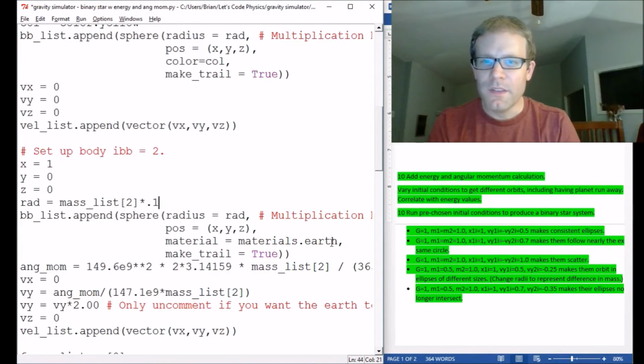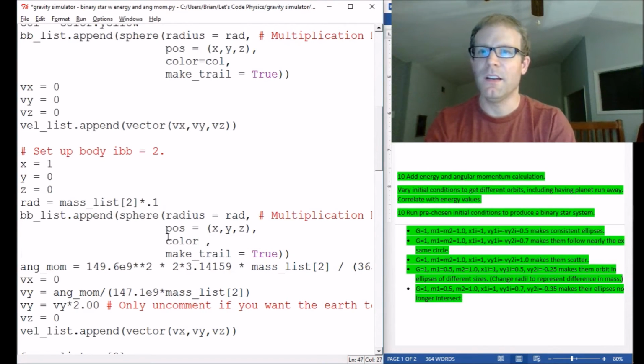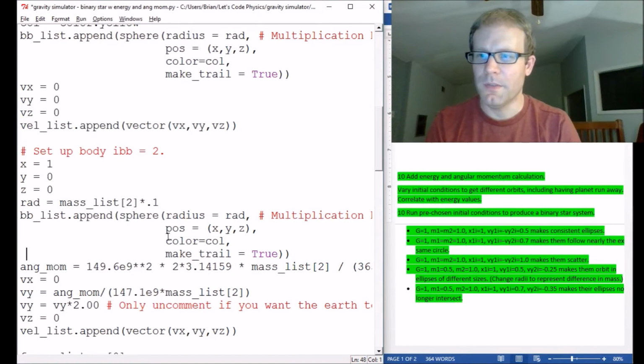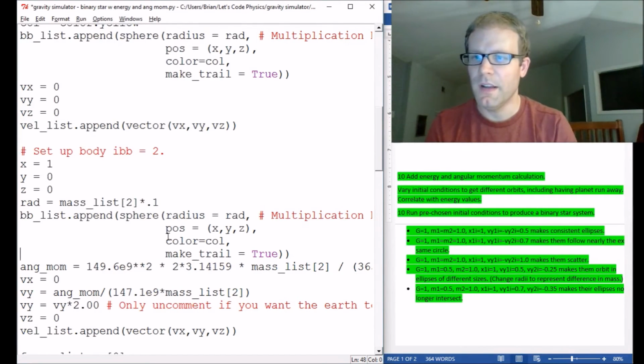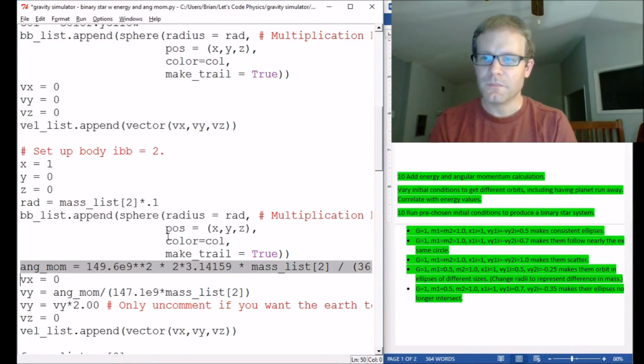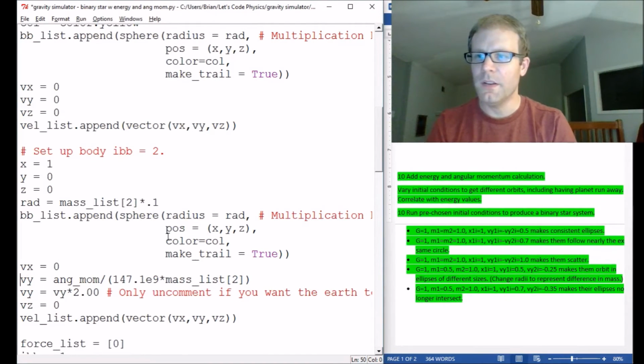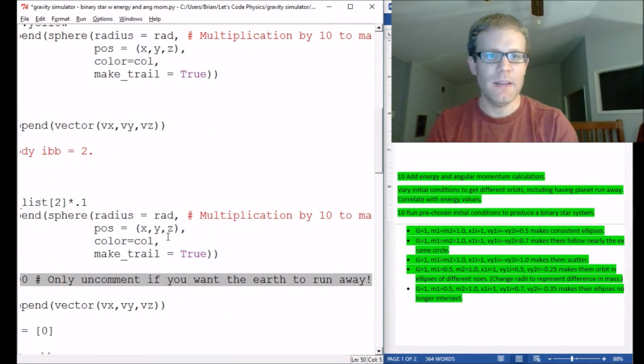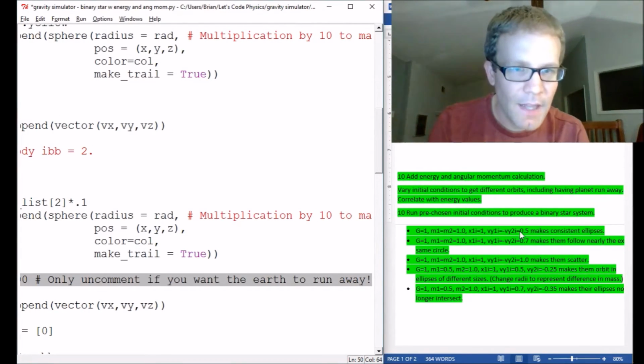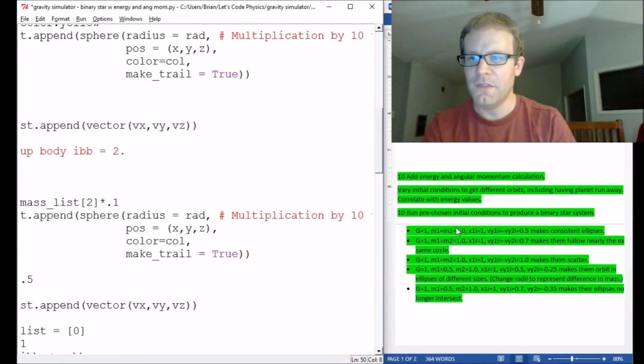I don't want this thing to look like the Earth anymore, so let's make them both yellow. Sure, they'll be similar suns. Okay, so we don't need this calculation anymore. I can just go ahead and set the velocity. I played around with some values earlier. The velocity I'd like to use first is 1/2.